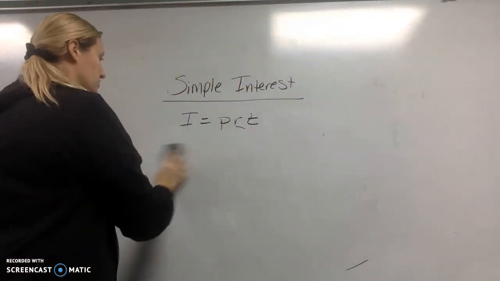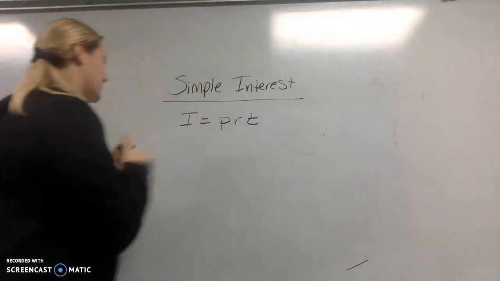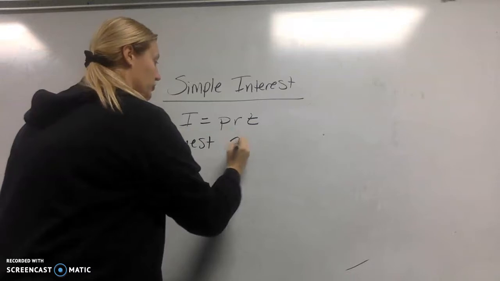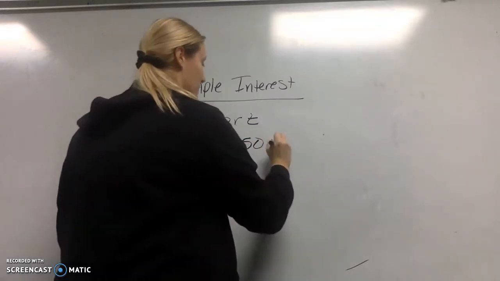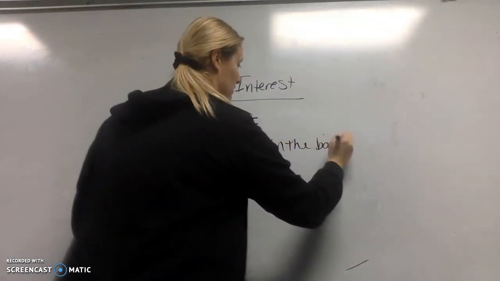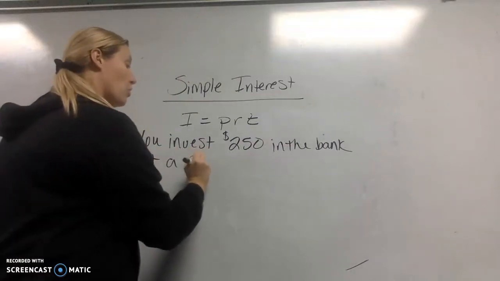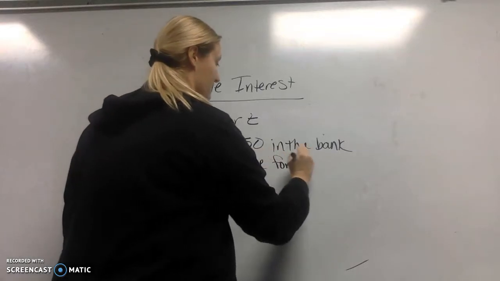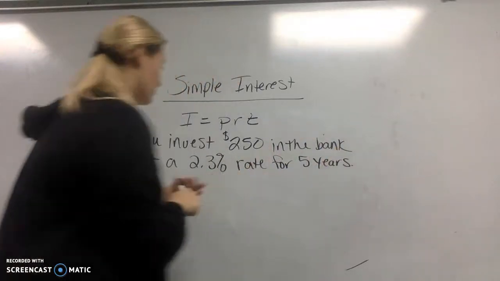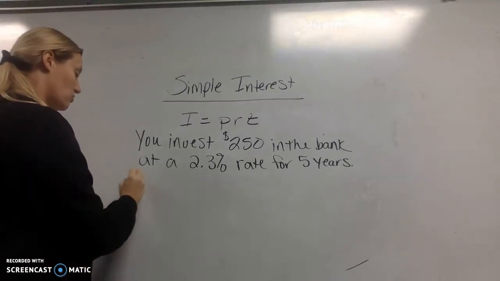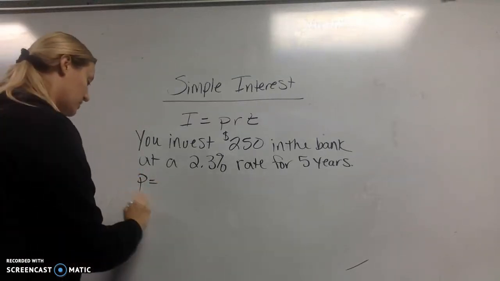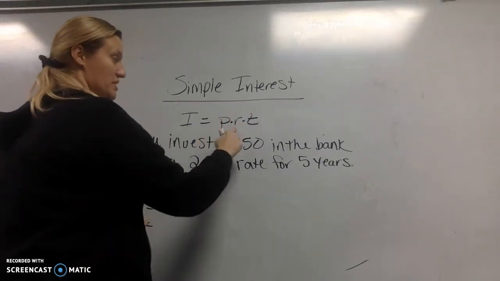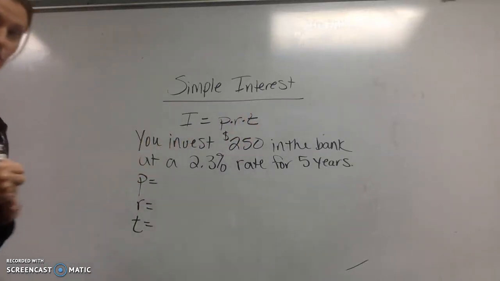Okay. So usually you have a pretty simple problem where it can say, you invest $250 in the bank at a 2.3% rate for 5 years. Basically we need to pull out what number we are going to plug in for P, what number for R, and what number for T. We're going to plug those numbers in. Remember, this means multiplication, and we're just going to multiply those three numbers.